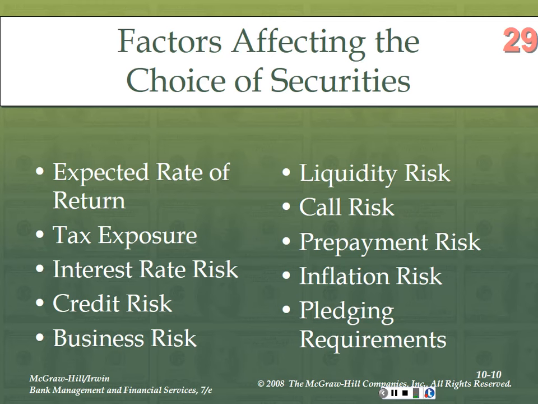Prepayment risk, this goes back to the strips that we talked about, and if it's a principal-only strip, you may have that prepaid fast. If it's an interest-only strip, then if it prepays fast enough, you may actually lose money because you don't receive the interest from that investment. Inflation risk, and then pledging requirements. We'll talk about pledging requirements in just a second. So all of these have to be considered.